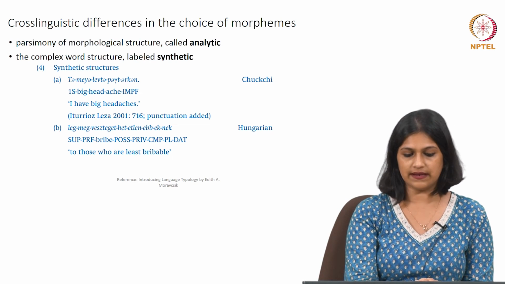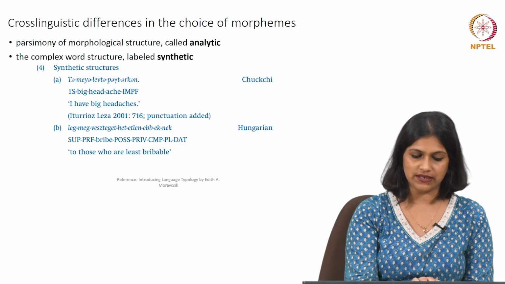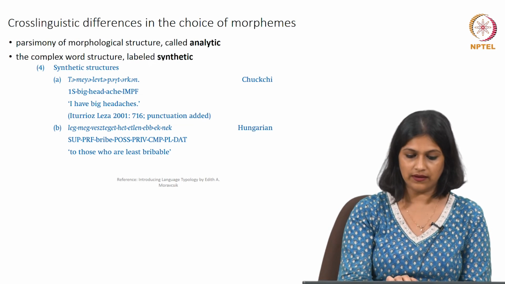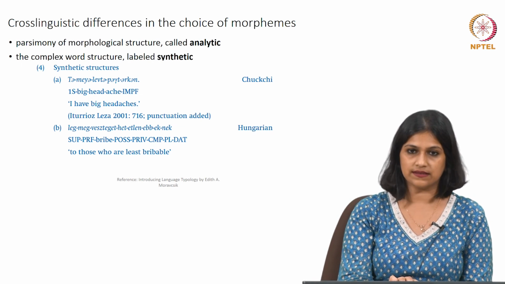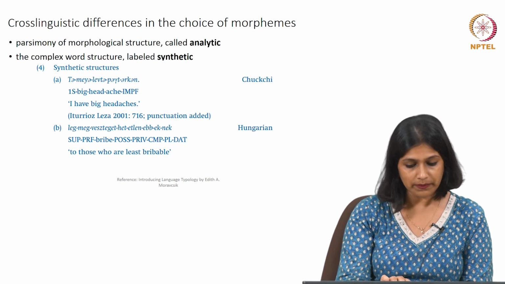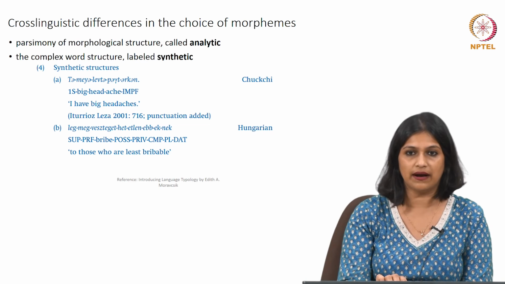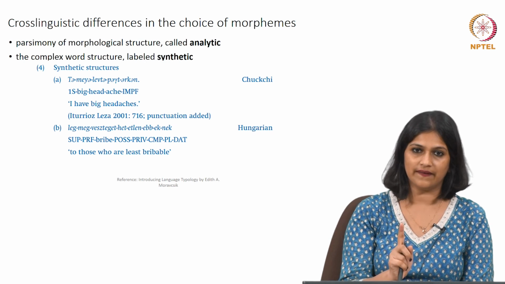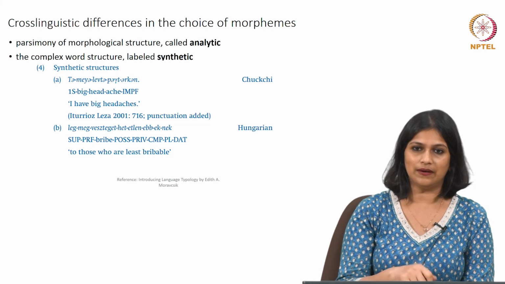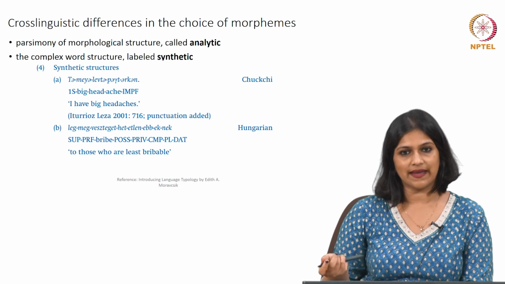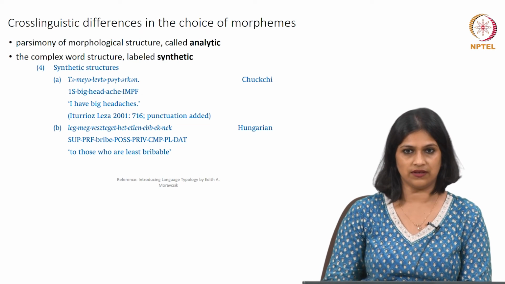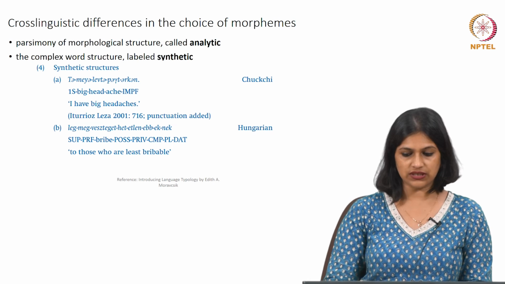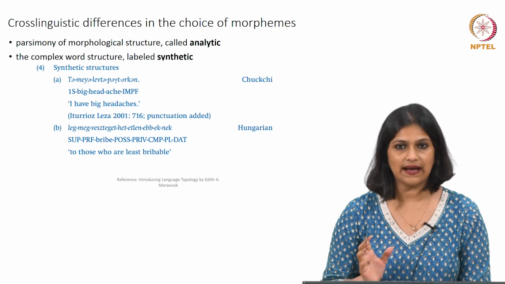There is a superlative adjective marker, perfective marker, bribe, which is the noun here, then the possessive marker, then the pronoun, and then there is the complementizer, then the plural marker, and there is the dative marker. So, all of this information is loaded in just one word. So, you can think about how synthetic in nature a language can be. When you look at Chukchi and Hungarian, you get an idea of how synthetic languages look.